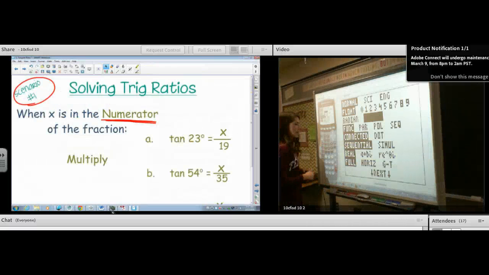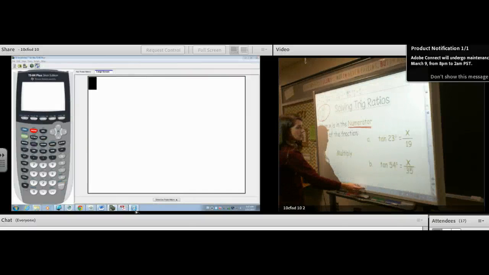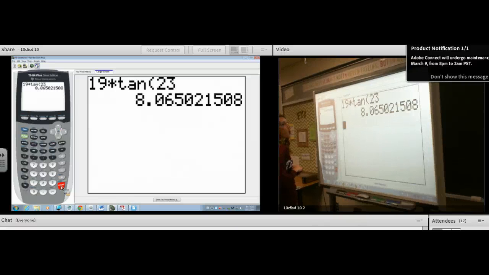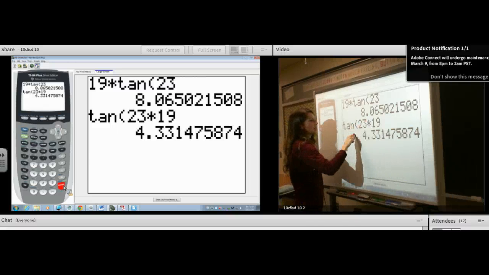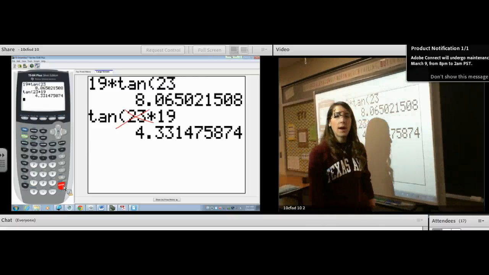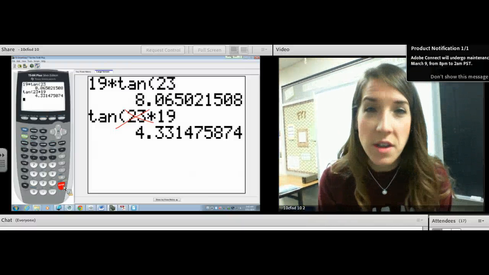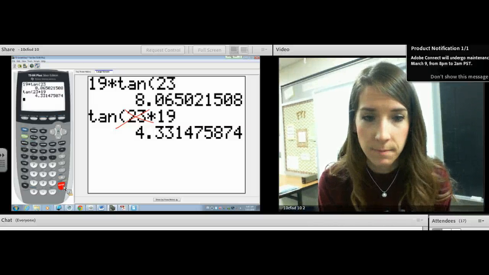So let's go to our calculator and do this together. When x is in the numerator, every time you're going to multiply. What was it? 19 and 23. Okay. So 19 times tan 23. I recommend you always, always, always put the number first, because if you put tan first and you forget to close your parentheses, you're going to get a different answer, and that is bad. So I would always put the 19 first, the number first. That way you don't accidentally forget to close your parentheses. Okay?